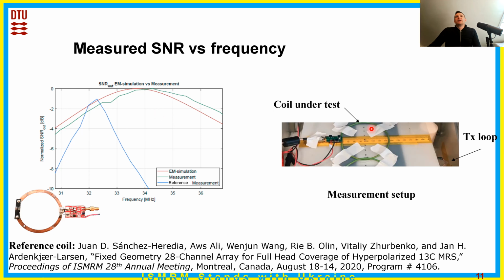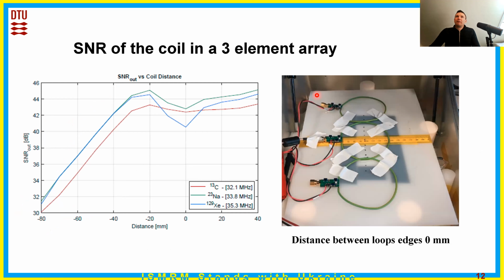On the right is the photograph of the SNR measurement setup. To evaluate the SNR performance of the coil in the array, the SNR as a function of the distance to two identical neighbor coils at three frequencies of interest is recorded. Here we observe the typical curves with SNR level recovery when the coils are critically overlapped.